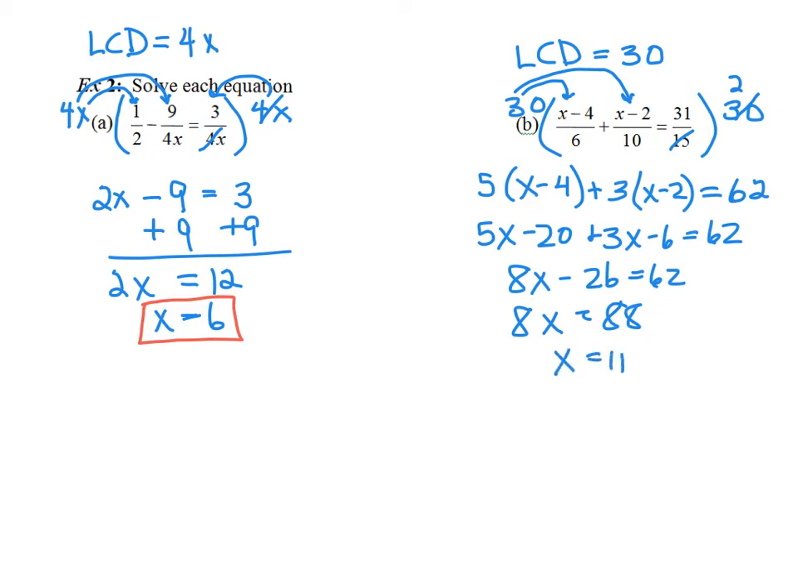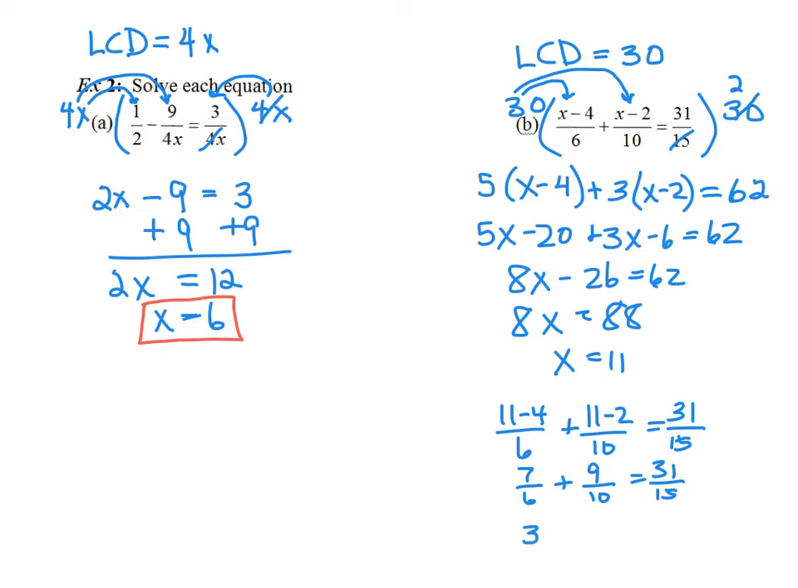Now let's go ahead and look at that check. 11 minus 4 over 6 plus 11 minus 2 over 10. Does that equal 31 over 15? Well, I've got 7/6 plus 9/10. Does that equal 31/15? Let's make everything have a denominator of 30, so multiply the first fraction by 5 on the top and the bottom.